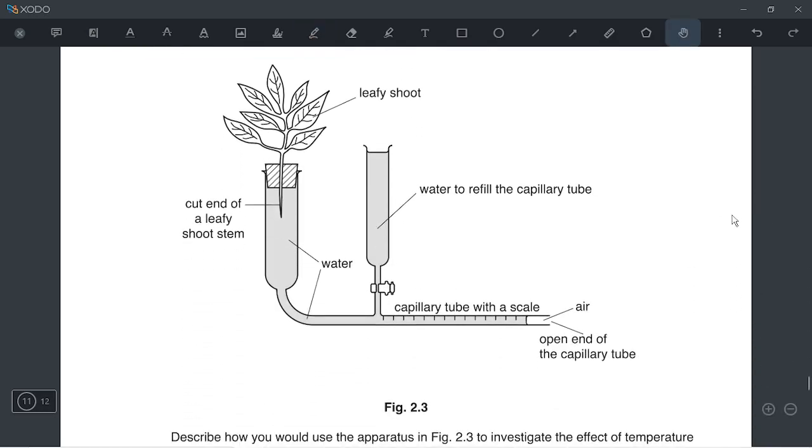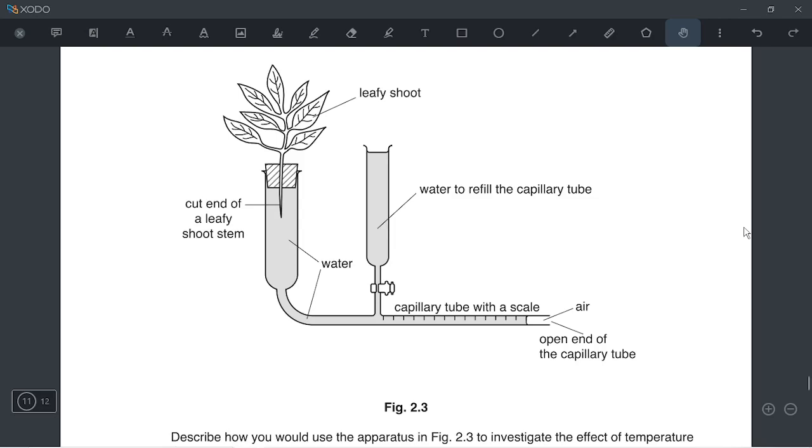Here you can see this apparatus is called a potometer. It is used to measure the rate of transpiration, that is, loss of water as vapor by the shoot. So what will happen as the water is lost? The air bubble will move ahead, and we can measure the distance covered by this air bubble, right?